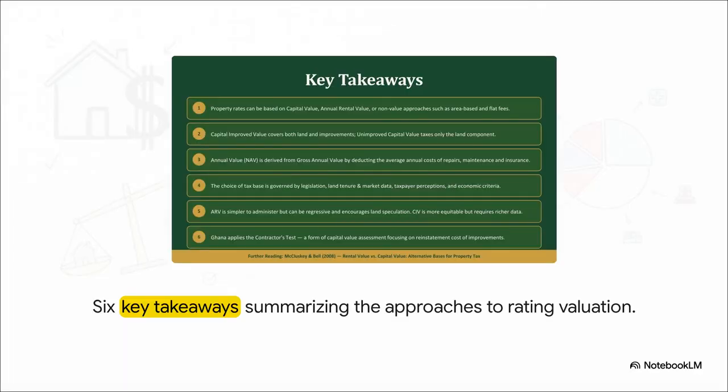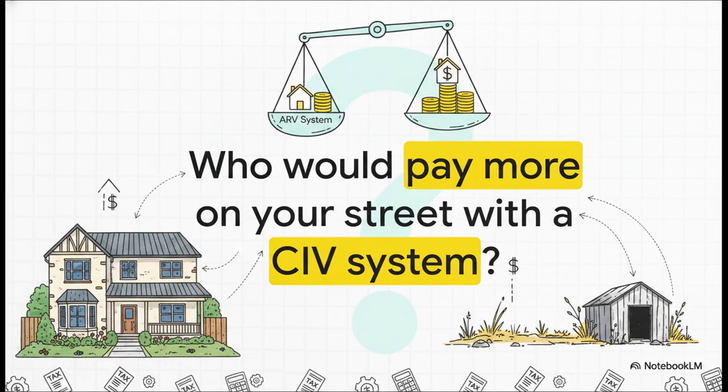Okay, let's do a super quick recap of the whole shebang. We learned today that property rates stem from capital value, annual rental value, or non-value approaches. We saw how capital improved value taxes the whole property, while unimproved focuses just on the dirt. We discovered that net annual value is really just gross annual value minus landlord maintenance costs. We reviewed the 4 dimensions of tax selection: legislation, market data, perception, and economics. And we saw the final trade-off: ARV is simpler but can be regressive, while CIV is highly equitable but requires rich, expensive data.